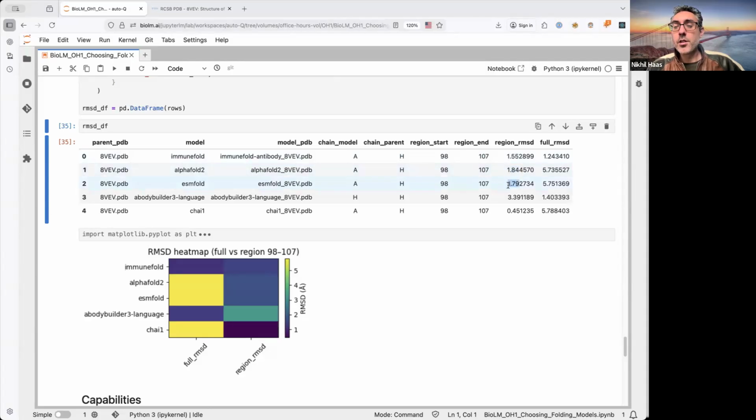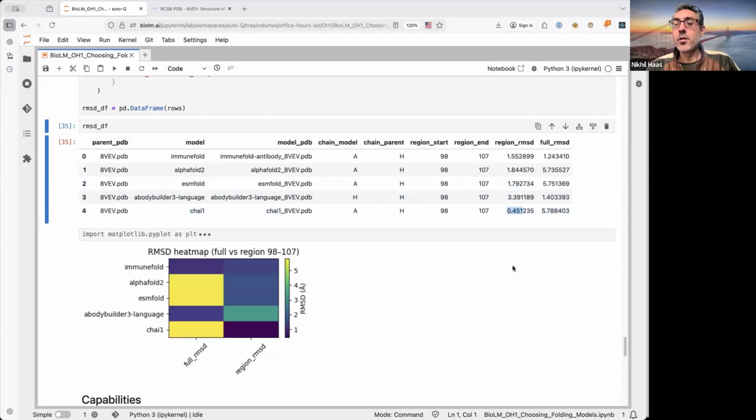ESMFold, also pretty decent. And then, interestingly enough, a BodyBuilder 3 language has poor RMSD within the CDR3 region. And they do have another model, a BodyBuilder 3 pLDDT, which we could check out. And I think the really interesting thing is that Chai-1 in the CDR region has an RMSD of 0.45, even though it has a pretty poor RMSD across the whole molecule.